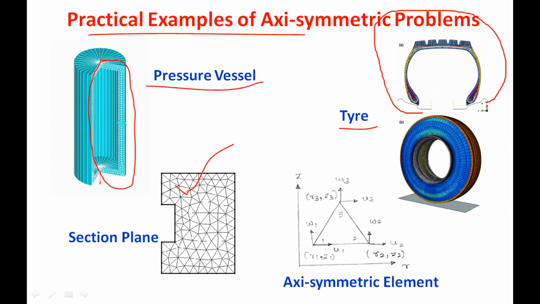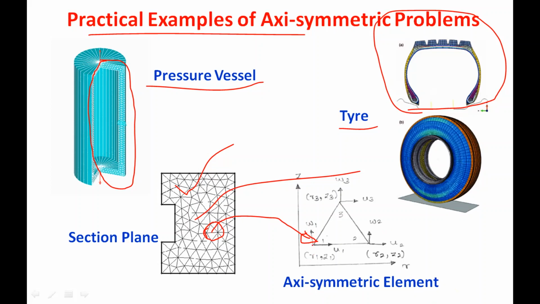This is the cross section used for modeling the tire. In all these examples, they discretize the cross sectional plane using this type of triangular element. Now for manual calculation purposes, we are going to consider any one of the elements for solving the problem. By using only one element, we are going to understand the concept of the axisymmetric element.